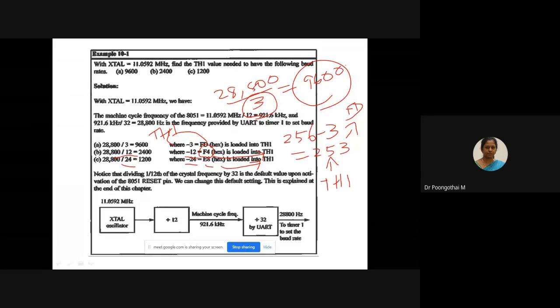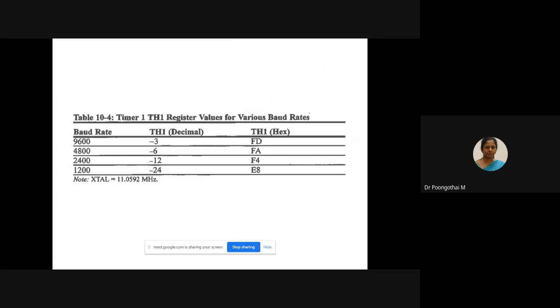When timer 1 is used to set the baud rate, it must be programmed in mode 2, the 8-bit auto reload mode. Please note down the values. This table is very important for writing applications using serial communication concepts. While programming serial communication, first you have to set the baud rate, otherwise data cannot be transferred from the 8051 to your external device. That is the initial step.